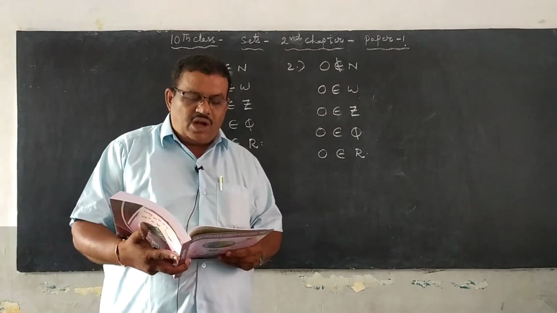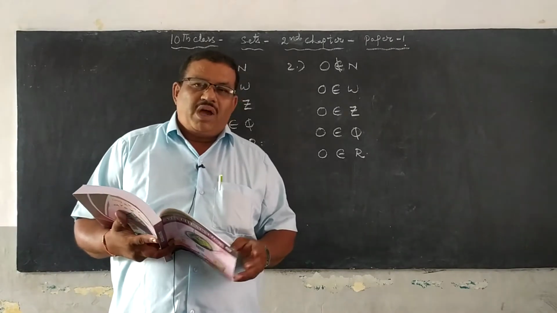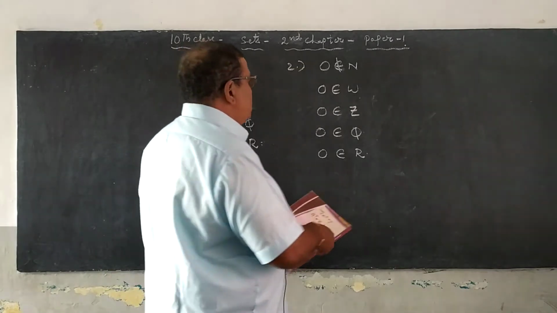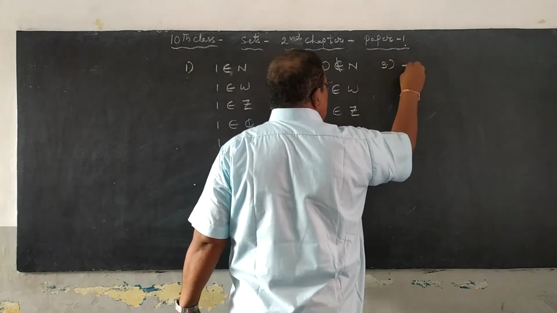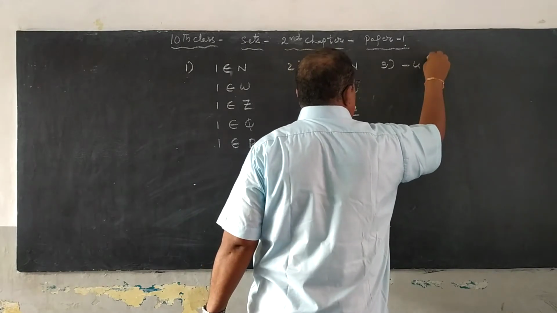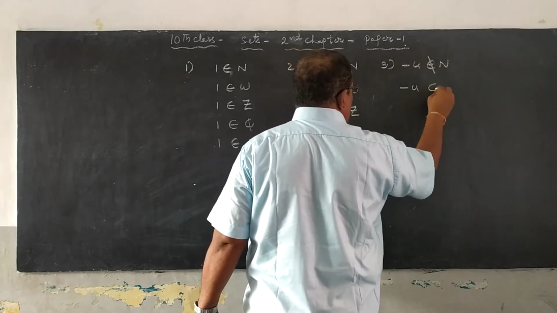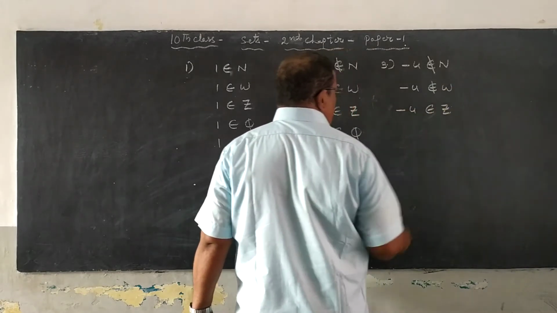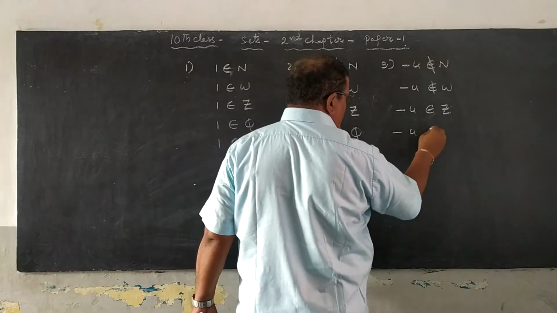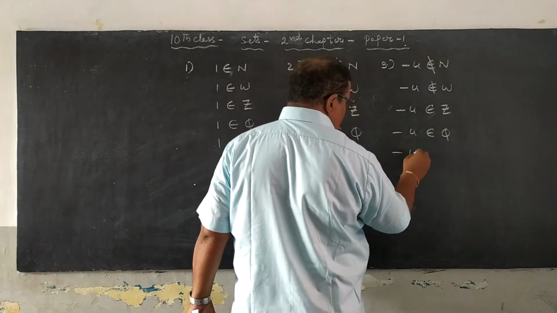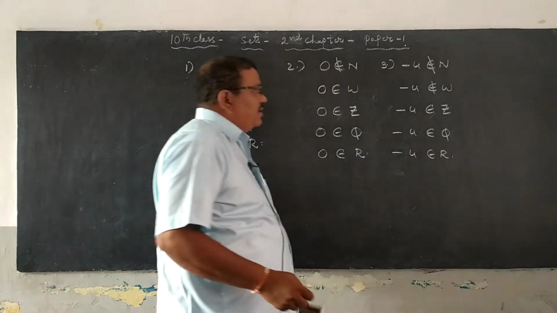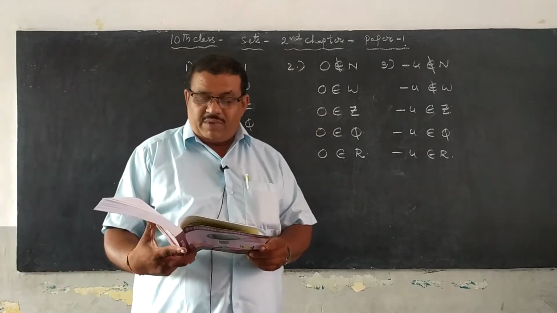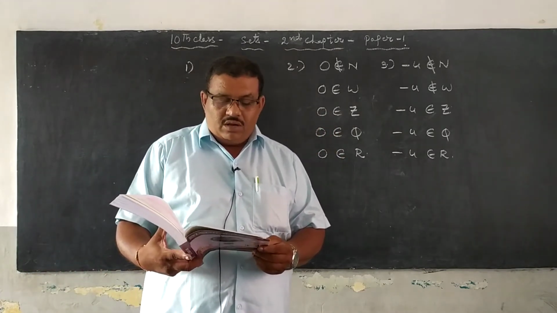Now the third question, minus 4. Minus 4, see how we have to write. Minus 4 does not belong to the set of natural numbers, minus 4 does not belong to the set of whole numbers, minus 4 belongs to the set of integers because this is a negative integer, minus 4 belongs to the set of rational numbers, minus 4 belongs to the set of real numbers. This way we have to represent the remaining problems. What are they? 5 by 6, 1.3 bar, like that.